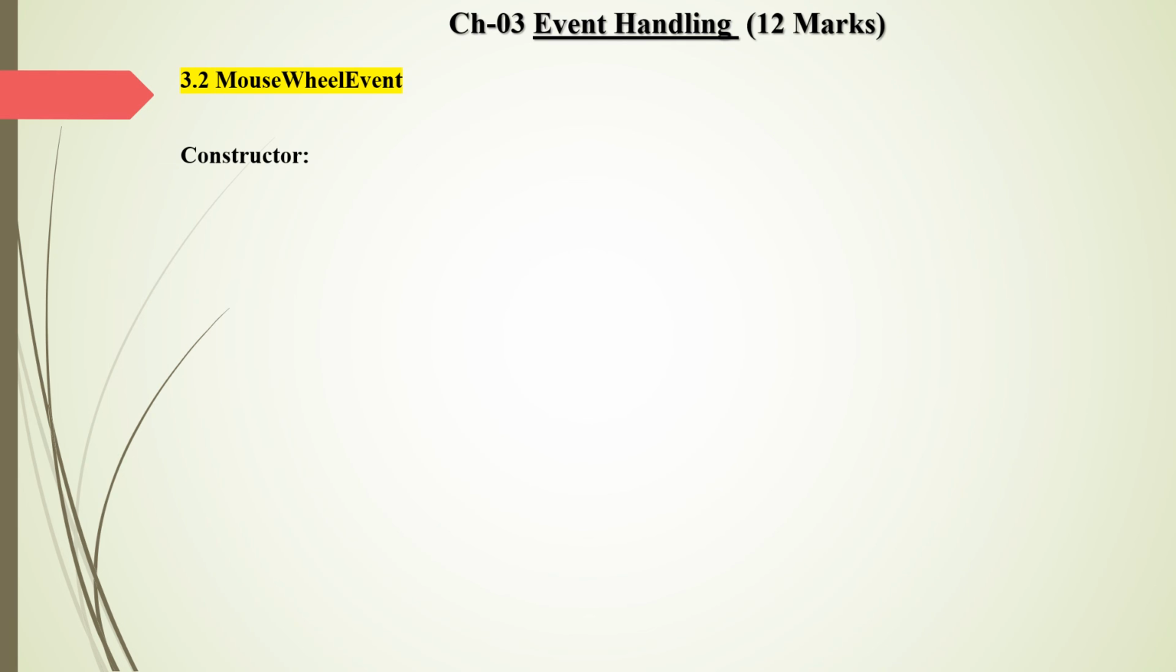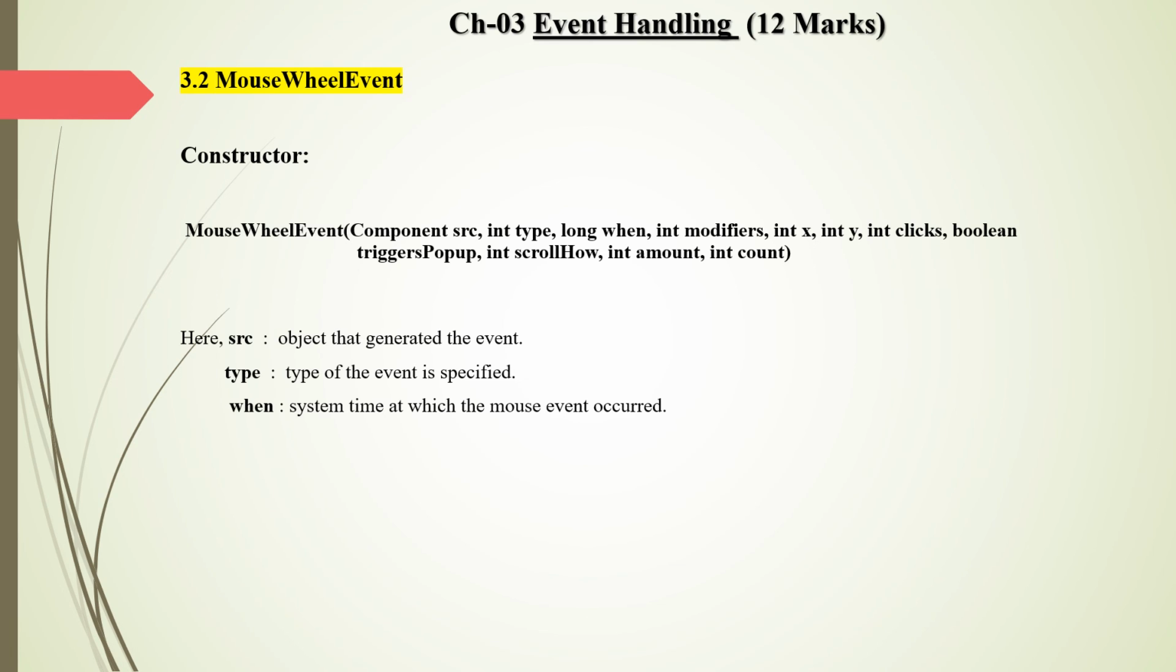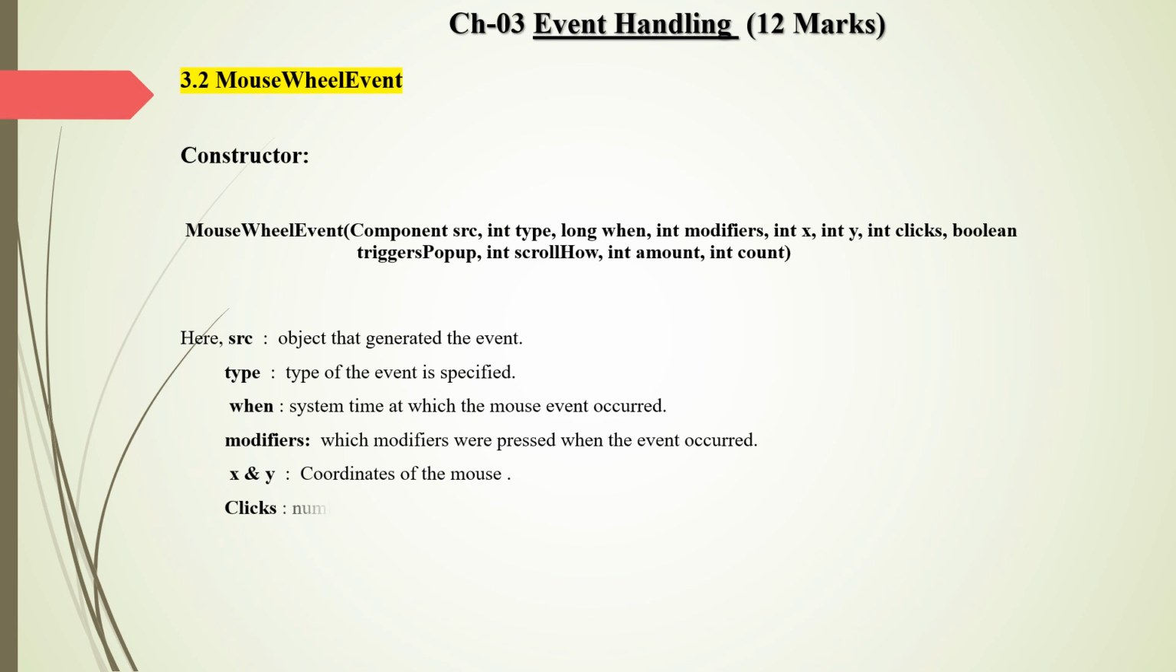Next we have the constructor of the class, which has a number of parameters. We directly see the explanation of the parameters. First, the source object that generated the event is passed in the first parameter. Next parameter, type. The type of event is specified. Next parameter is when, the system time at which the mouse event occurred. Next modifiers, which modifiers were pressed when the event occurred. X and Y define the coordinates of the mouse.